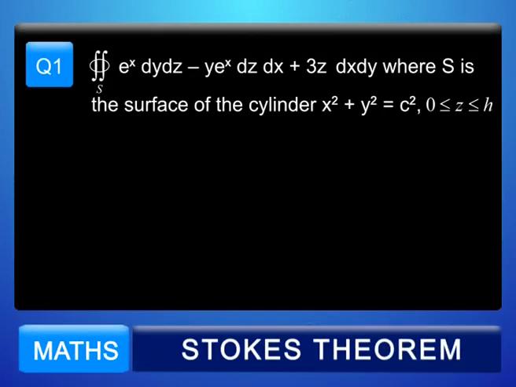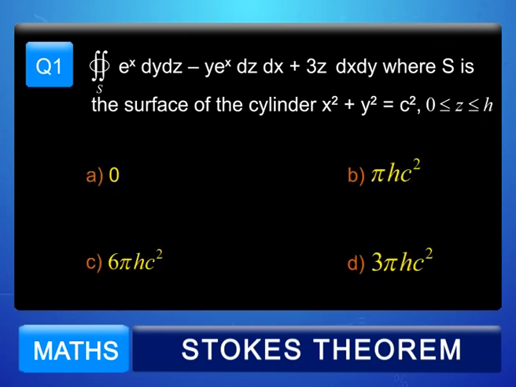Question number 1. What is the output of the closed surface integration e^x dy dz minus y e^x dz dx plus 3z dx dy, where S is the surface of the cylinder x squared plus y squared is equal to c squared, and 0 less than or equal to z less than or equal to h?